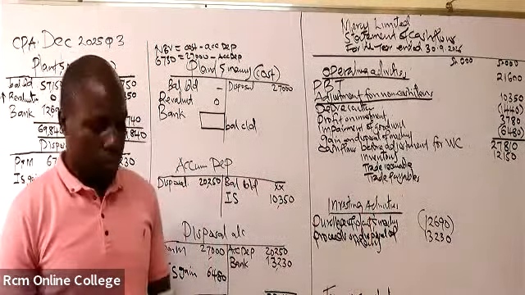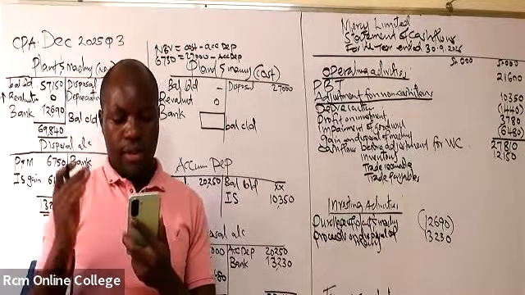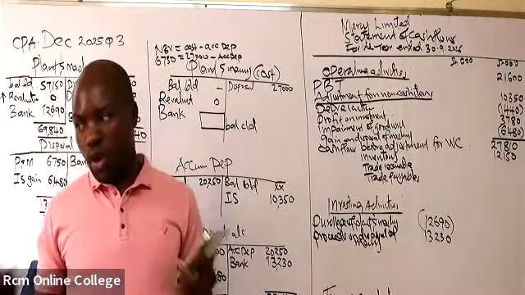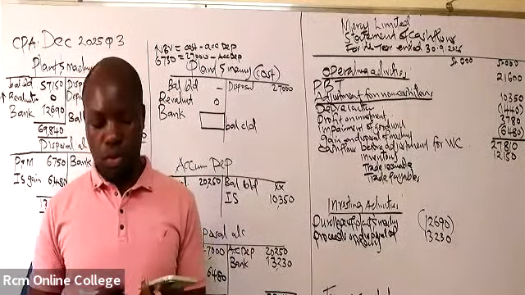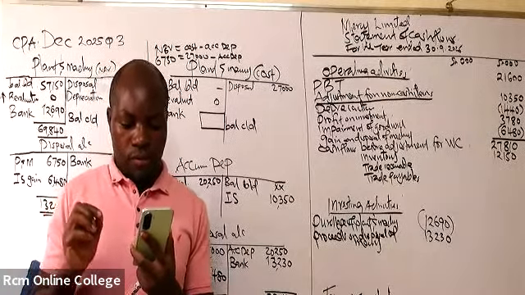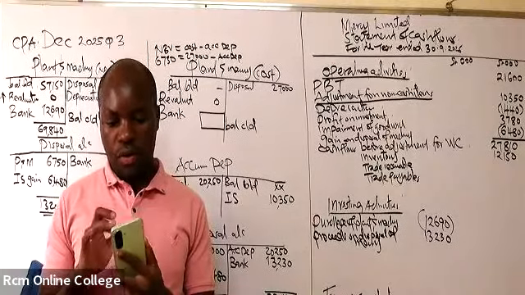Trade receivables. That is 55 to 60, then 70 to 100. What's the difference between the two?